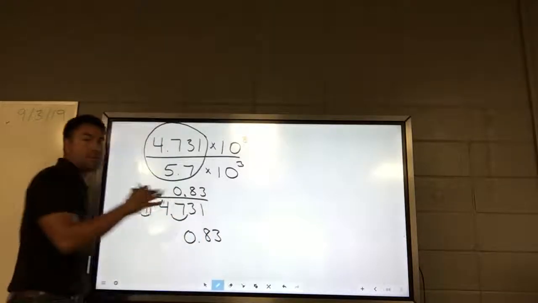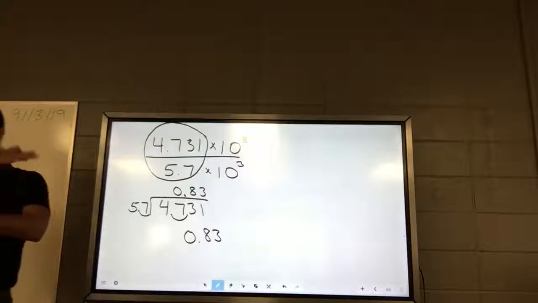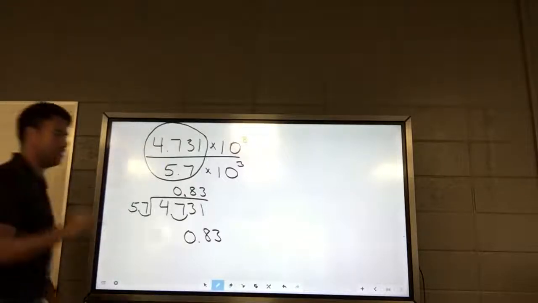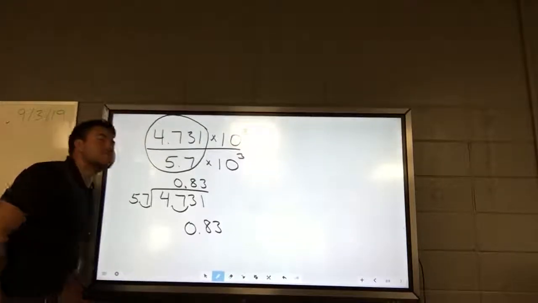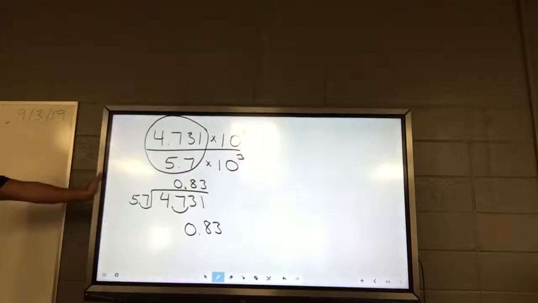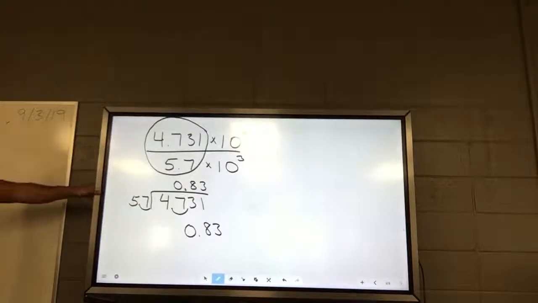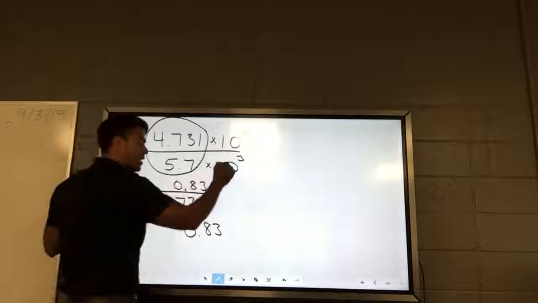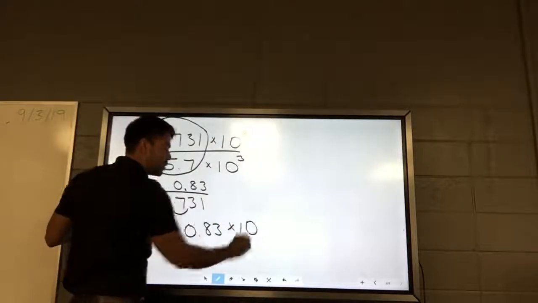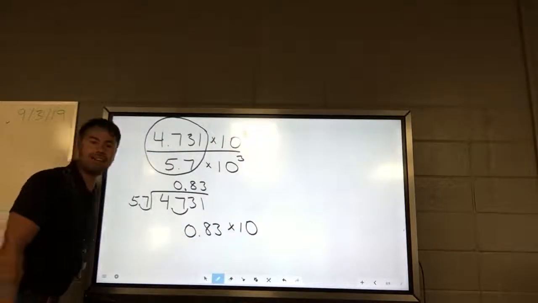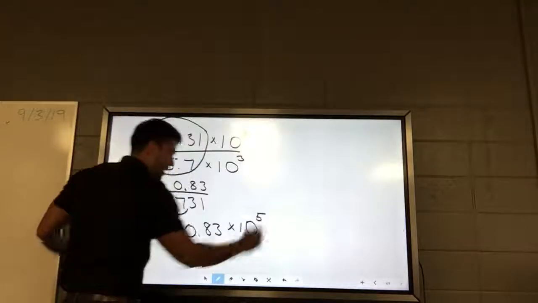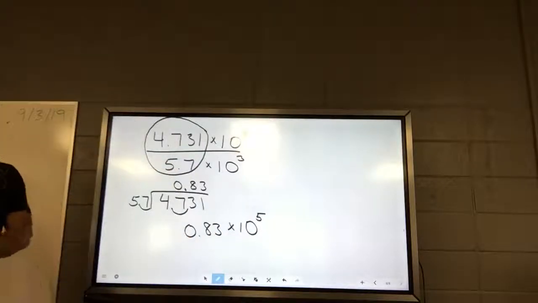0.83. How many of you knew what to do with those powers of 10? Yes, Michelle? You subtract. Subtract what? The exponent. So they're being divided, you subtract the exponents and you get 10 to the fifth. 8 minus 3 is 5.